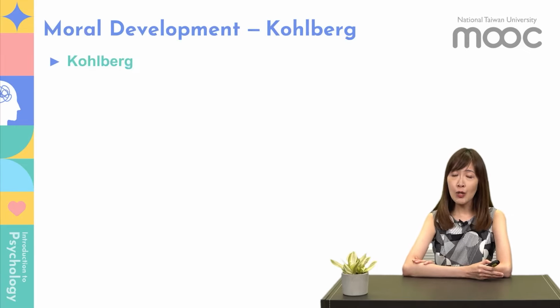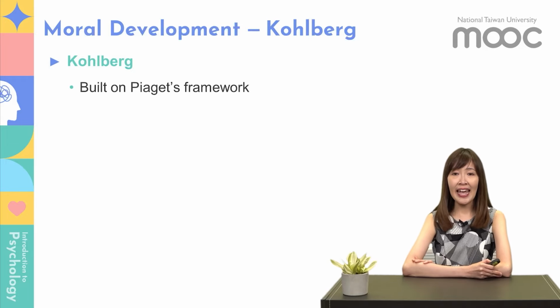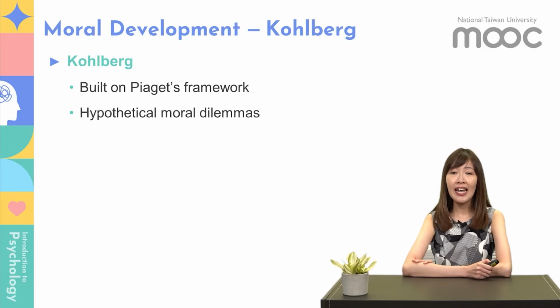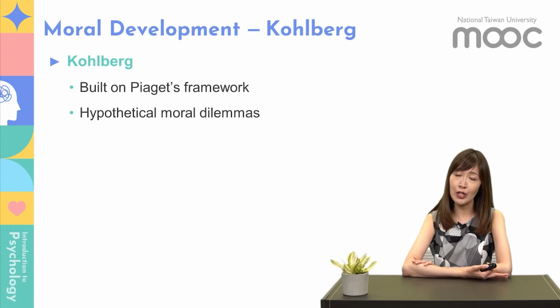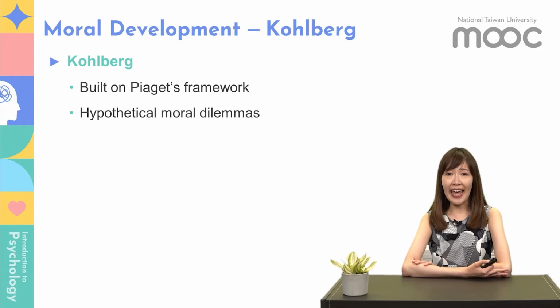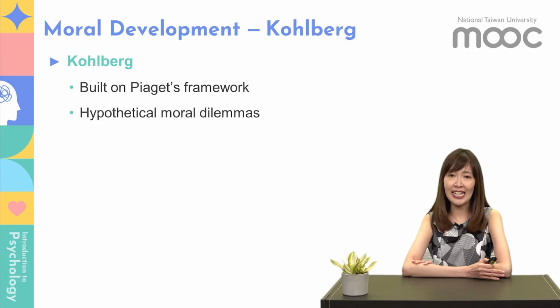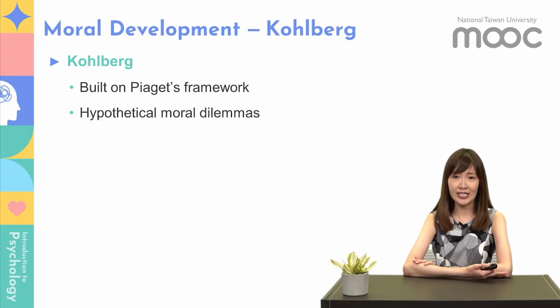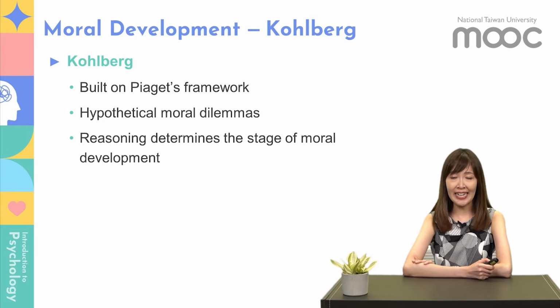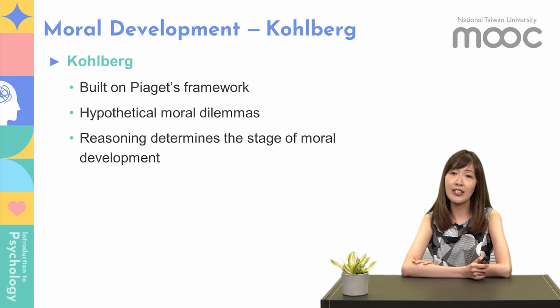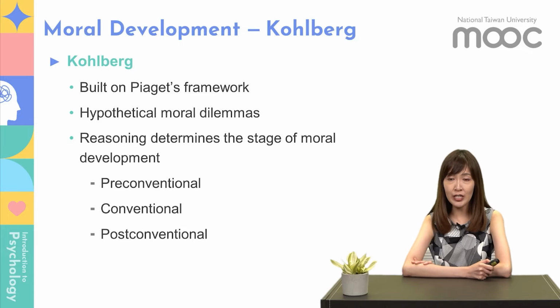Then later, Kohlberg also had a theory about moral reasoning, and he built his theory on Piaget's framework. He presented the moral dilemma to the participants. The moral dilemma is just like the one that I showed you earlier, that you're the captain. So he asked the participants whether you would do it or you won't do it. But he was not that interested in whether you say yes or no. He was more interested in why. So your reasoning is the key to determining the stage of moral development. And based on the responses from the participants, he concluded that there are 3 levels of moral reasoning, including pre-conventional, conventional, and post-conventional moral reasoning levels.